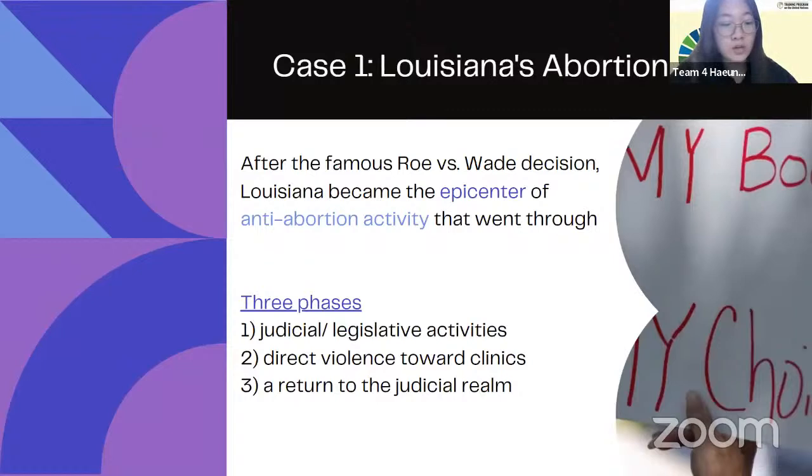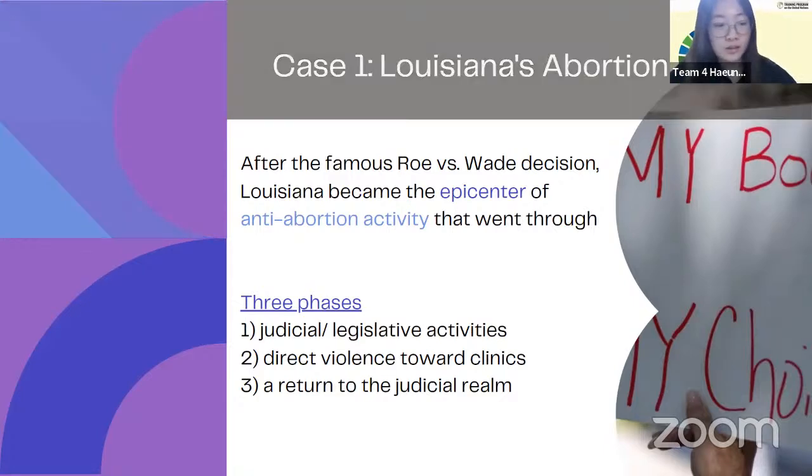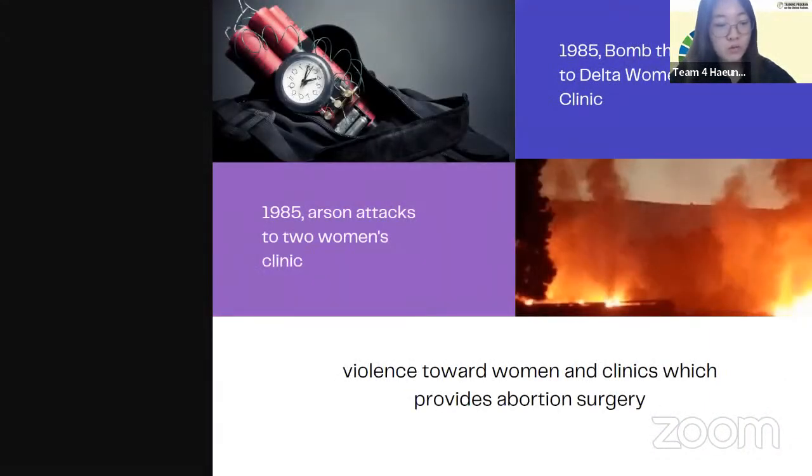This movement underwent changes that could be divided into 3 phases as seen below. First, it started as a flow of judicial or legislative activities of passing laws limiting the procedure of abortion. Then in phase 2, it shifted to direct violence toward clinics. And then third, in the recent decade, it returned to the judicial realm. But during the second phase, which involved violent activities, there were some life-threatening crimes. For example, in 1985, 2 women's clinics in Louisiana had to suffer from a bomb threat and arson attacks, violence toward women and clinics which provided abortion surgeries.